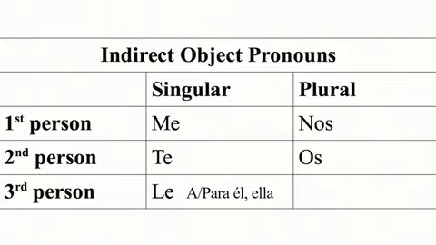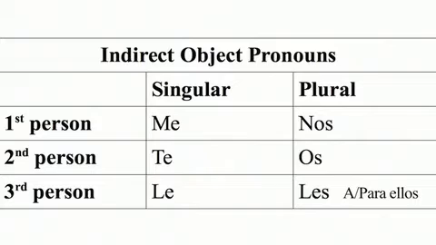A él, a ella, or a, and then any noun. And then les for third person plural, meaning to or for you plural, or to or for them. A o para ellos, a o para ellas, or a o para, then any plural noun.